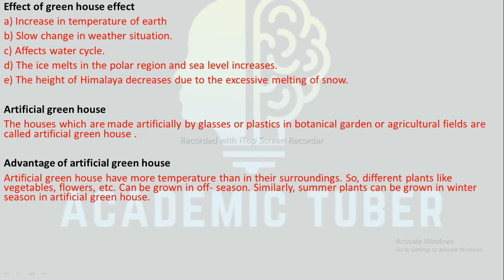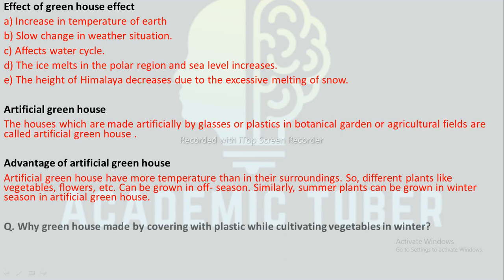Advantages of artificial greenhouse. Artificial greenhouse have more temperature than in the surroundings, so different plants like vegetables, flower, etc. can be grown in off season. Similarly, summer plants can be grown in winter season in artificial greenhouse.